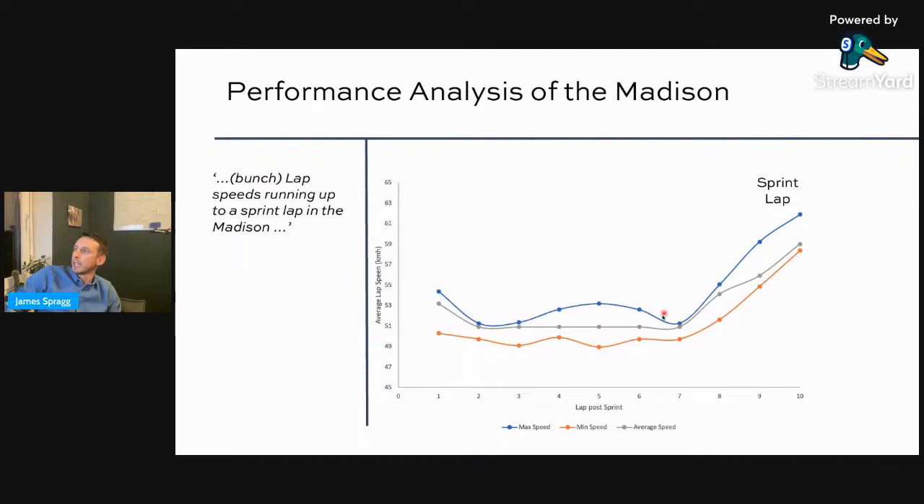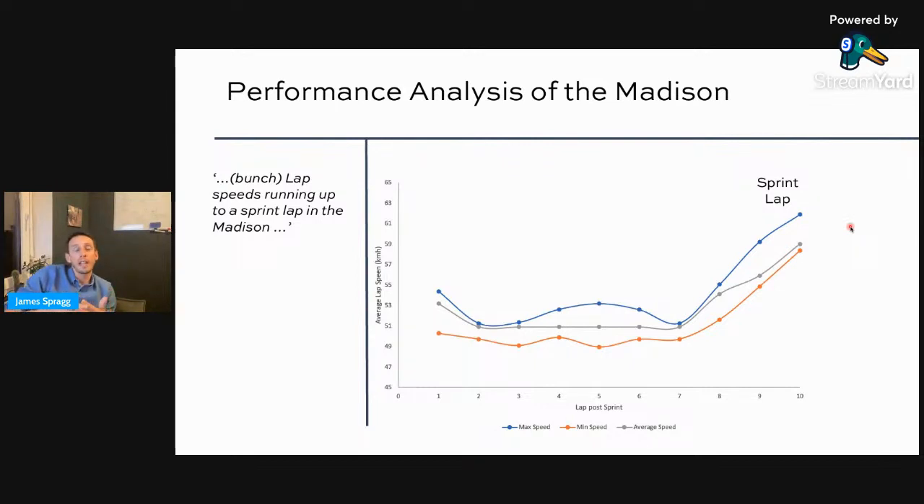But what you can see is there's a real ramping up of speed into each sprint. The reason for that is that the speeds are so high here, up to 61k an hour, it's very difficult on the track to go past people at that speed, because you've got to come out and go the long way around them in the banking. So not only have you got to go faster, you've got to go further.